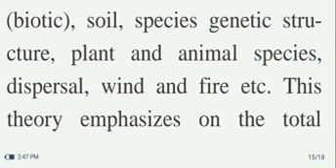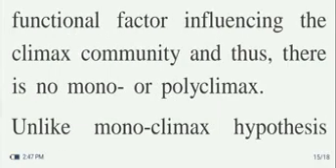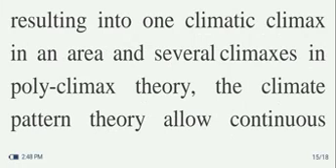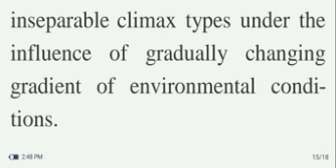This theory emphasizes the total environmental conditions regulating the pattern of populations constituting the climax community. There is no single functional factor influencing the climax community, and thus there is no mono or polyclimax. Unlike the monoclimax hypothesis resulting in one climatic climax in an area and several climaxes in polyclimax theory, the climax pattern theory allows continuous, inseparable climax types under the influence of a gradually changing gradient of environmental conditions.